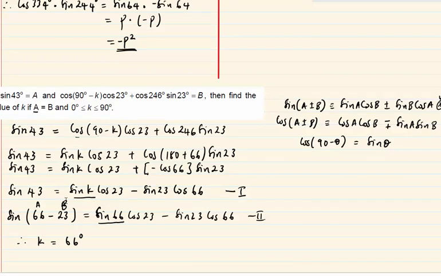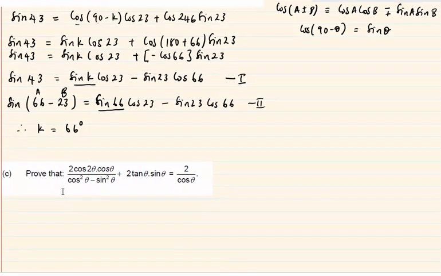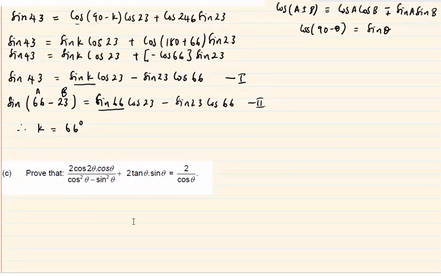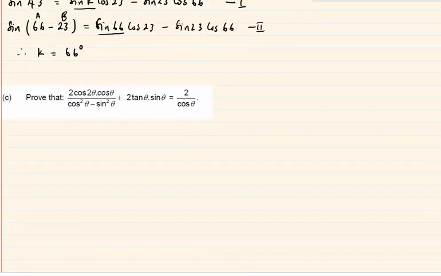The last example in this tutorial is going to be an identity, and we want to make use again of the double angle formulae to try and prove that this expression is true. So as before, you know that you've got to take one side of the identity and reduce it to make sure that it is equal to the other side. So you're not allowed to move terms from one side to the other.